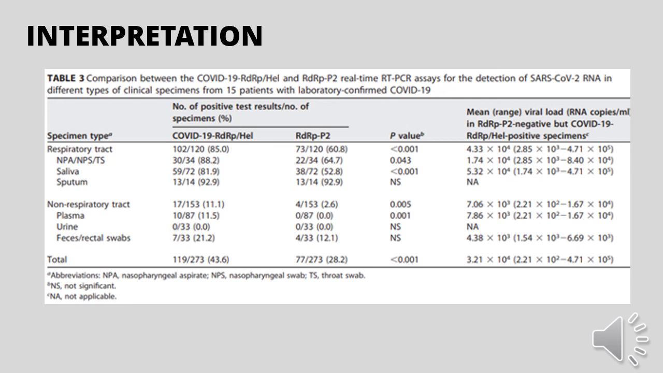So as shown in the figure, the COVID-19 RdRp-Hel assay consistently detected SARS-CoV-2 RNA in those samples with a higher sensitivity than the RdRp-P2 assay throughout the patient's course of illness, up to day 12 to day 18. The sensitivity of the two assays did not differ significantly for sputum specimens and feces or rectal swabs.